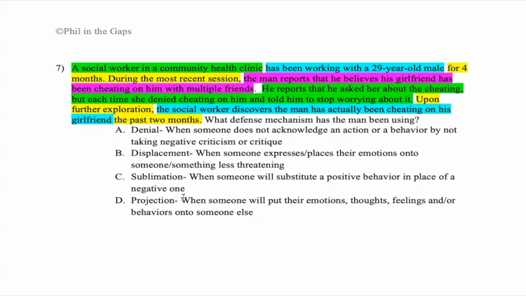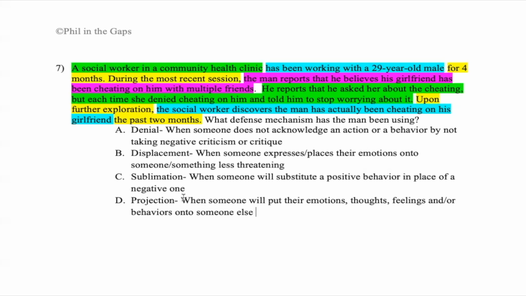The man reports he believes his girlfriend has been cheating on him with multiple friends. He reports he asked her about the cheating, but each time she denied cheating on him and said, stop worrying about it. On further exploration, any length of time, hop on top of it because it also paints the picture of what we're looking at. Social worker discovers the man has been cheating on his girlfriend for the past 2 months. Any length of time, hop on top of it because it also paints the picture of what we're looking at. So keep all that in mind.